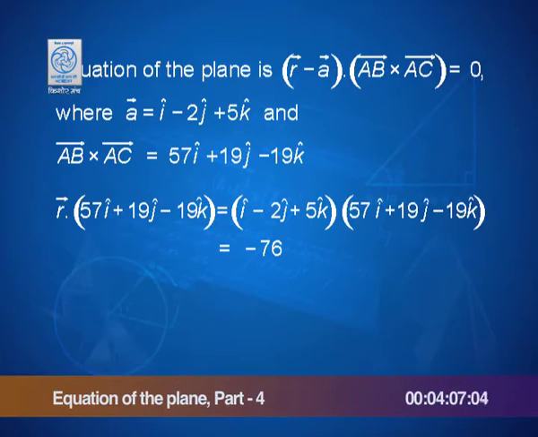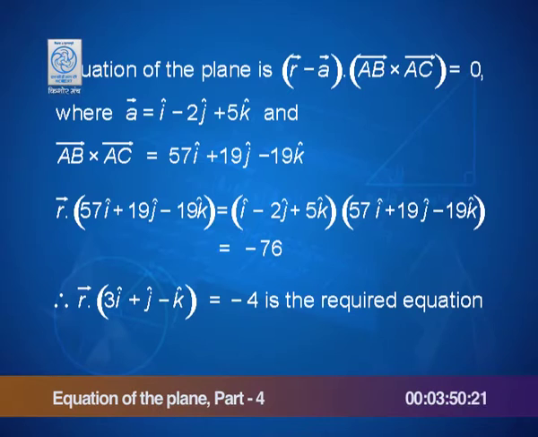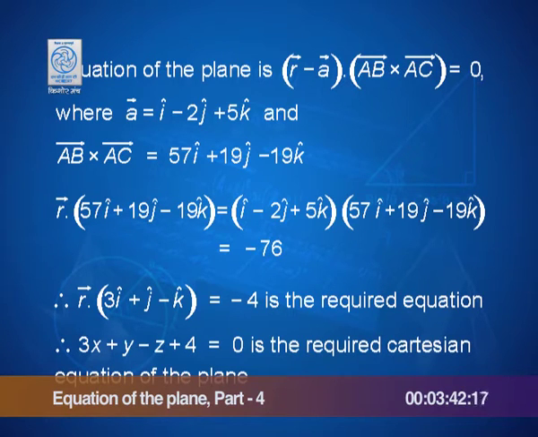simplification gives us the final answer as vector r dot 3i plus j cap minus k cap equal to negative 4 as the required equation. To rewrite this in the Cartesian form, all you have to do is replace vector r with xi cap plus yj cap plus zk cap, and the dot product will give me 3x plus y minus z equal to negative 4, which I can rewrite and simplify as 3x plus y minus z plus 4 equal to 0, and that is the required Cartesian equation of the plane.